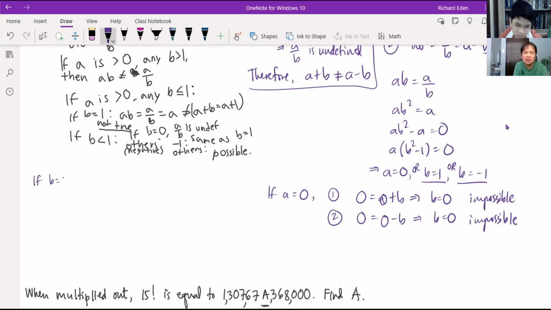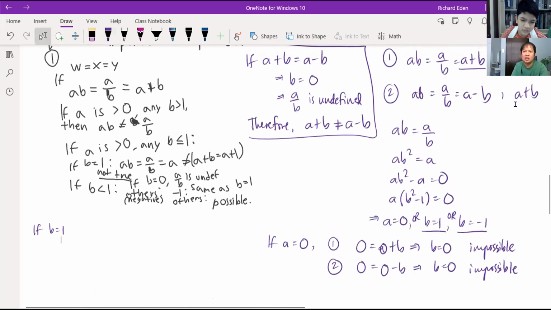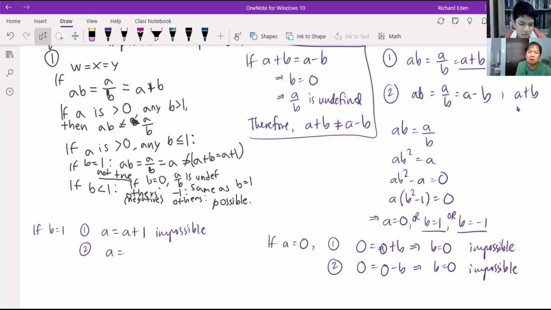If B is equal to 1, and then we explore what case 1 gives us, you have A times 1, so that's A, and then A over 1, so that's also A. But then on the right side, you're going to have A plus 1, which is impossible. And then case number 2, we're going to have A equals A minus 1. Again, impossible.